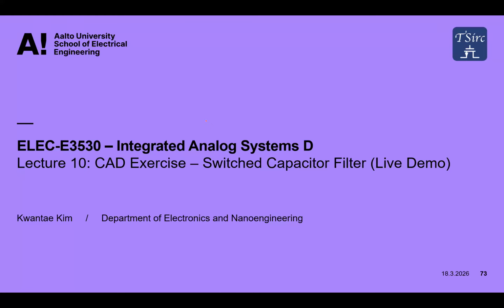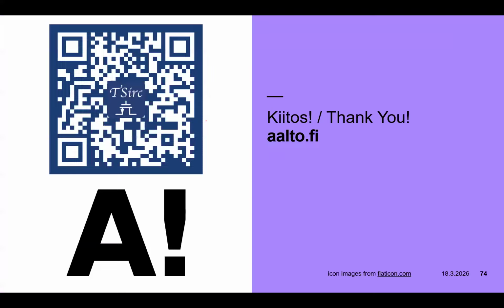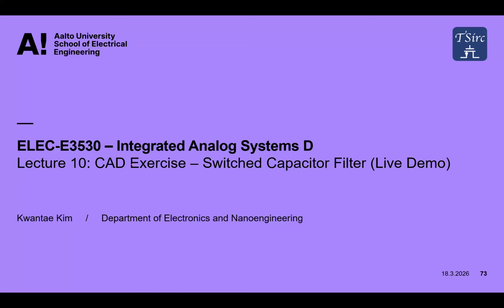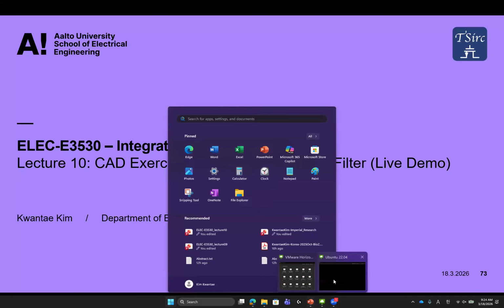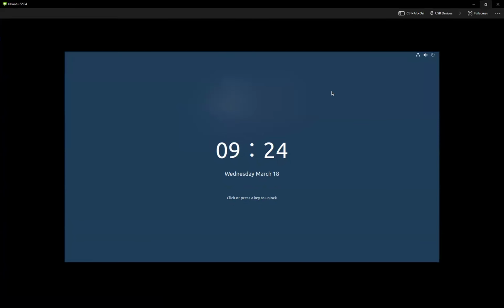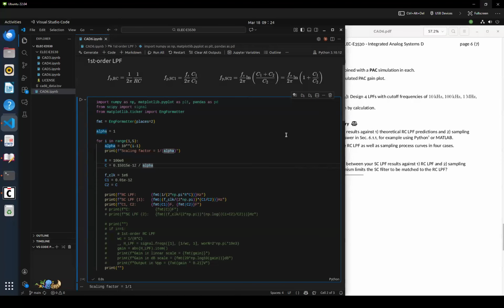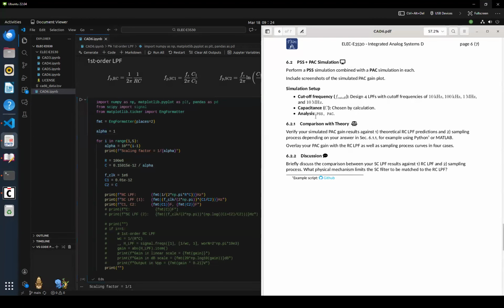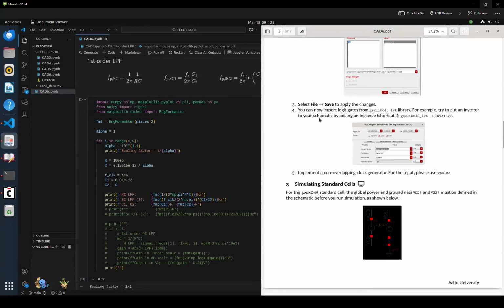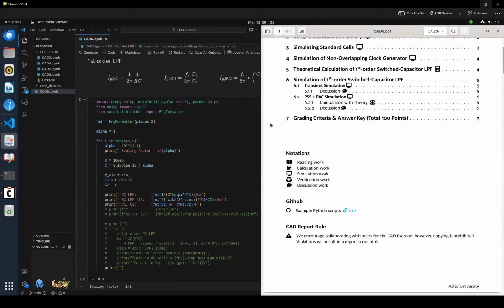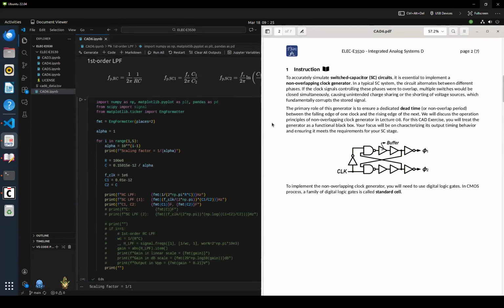So let's go to CAD exercise 6. I will try to finalize everything in CAD exercise 6 as much as possible. Most of you have said that CAD exercise 6 was quite straightforward, so I will not go through too much in detail.